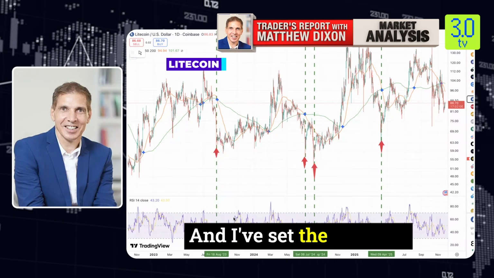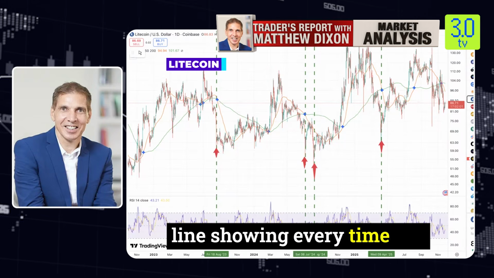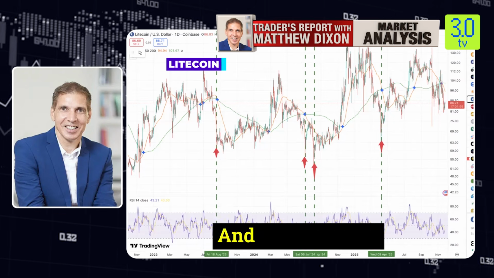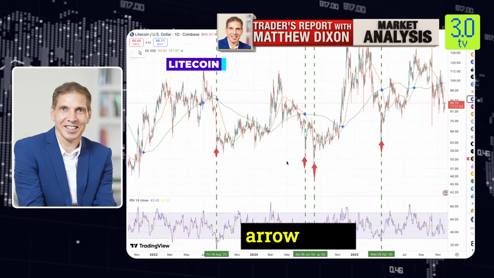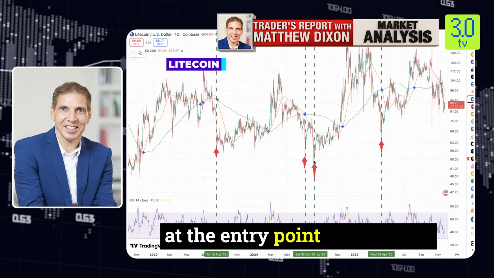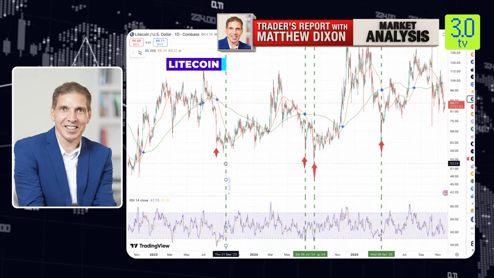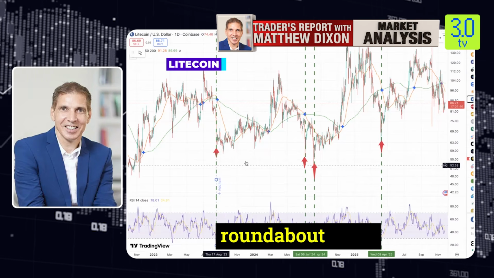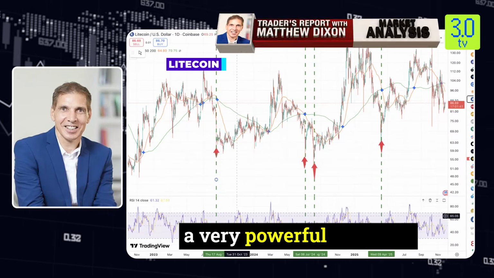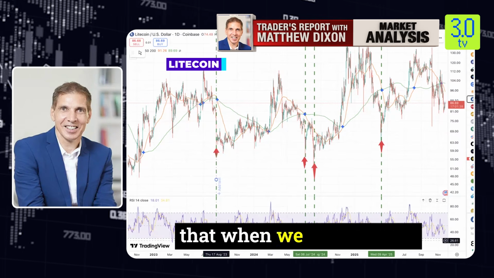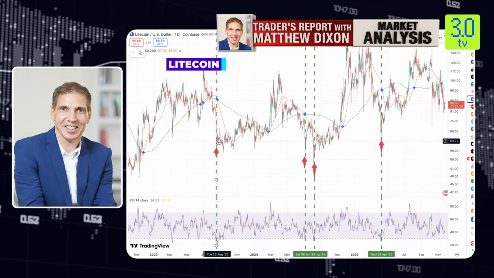And I've set the RSI here with a vertical dashed green line showing every time RSI became oversold. And with Litecoin, every time it became oversold, I've placed a red arrow point at the entry point on the price. We can see, for example, if I move this green line away, the entry is round about there. Same with every one of these here. So you can actually see it's a very powerful indicator here for Litecoin that when we get oversold RSI, we could potentially buy anywhere around this sort of area and hold for a time.